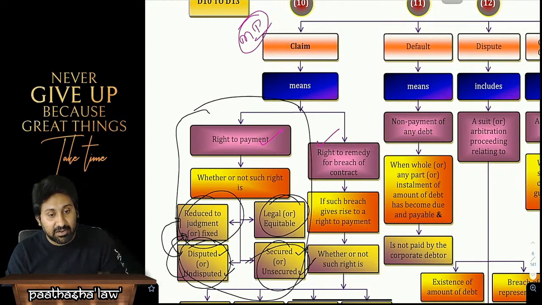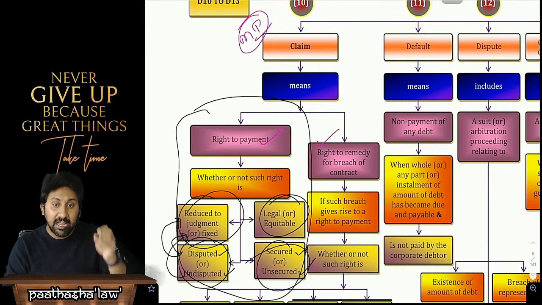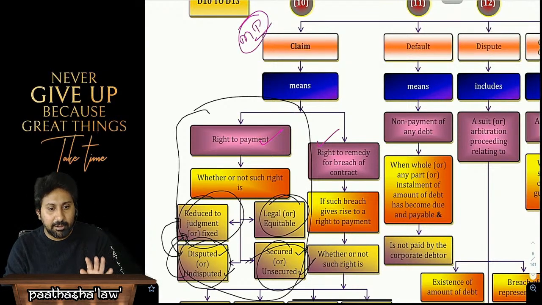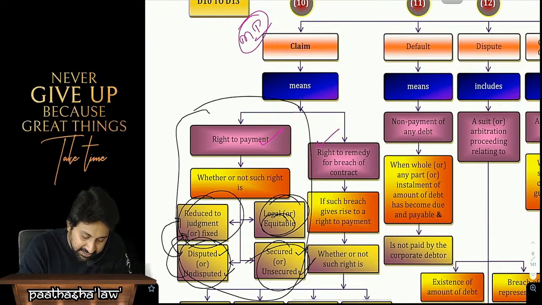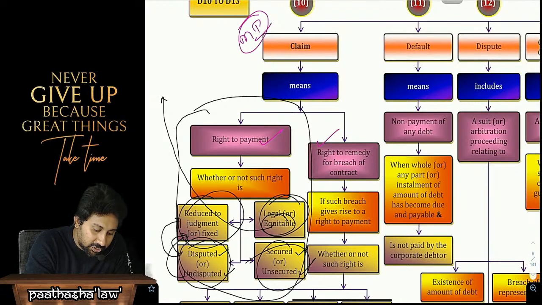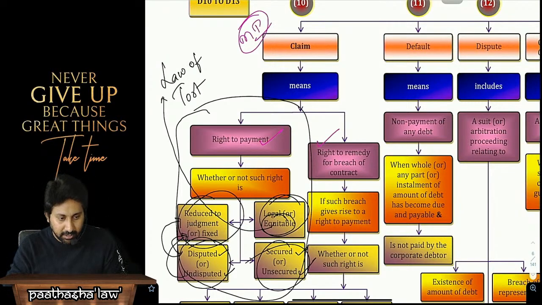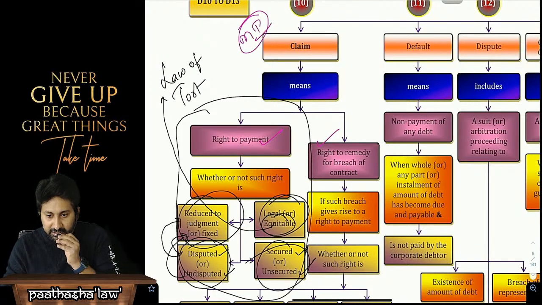Claim on an equitable debt. Equitable debt will be there mostly on the operational debts. Mostly on what debts, sir? Operational debt. In exceptional cases, financial debts can have an equitable debt, but generally it will be only on operational debt. Do you know what an equitable debt is? Equitable debt means a justified debt, also called the law of tort. Sir, what is this law of tort?